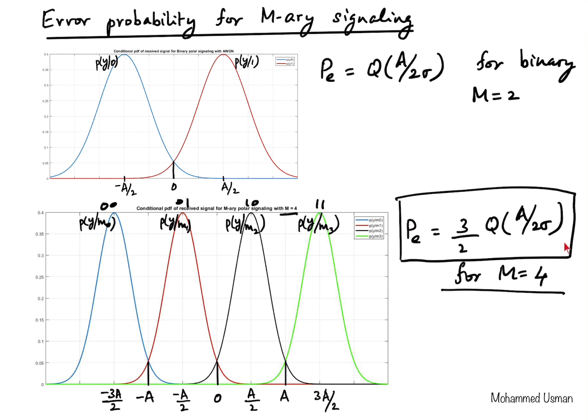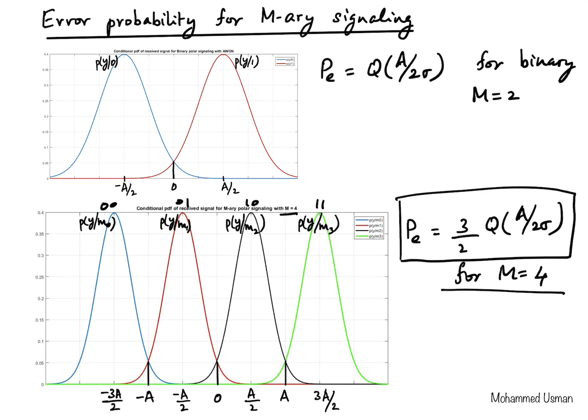So the error probability that we have here is the symbol error probability. Now, what is the bit error probability? We'll come to that later once we have derived the general expression for the error probability for any value of M. Okay, but we are going to use some ideas that we have developed during our analysis for M equal to 4.